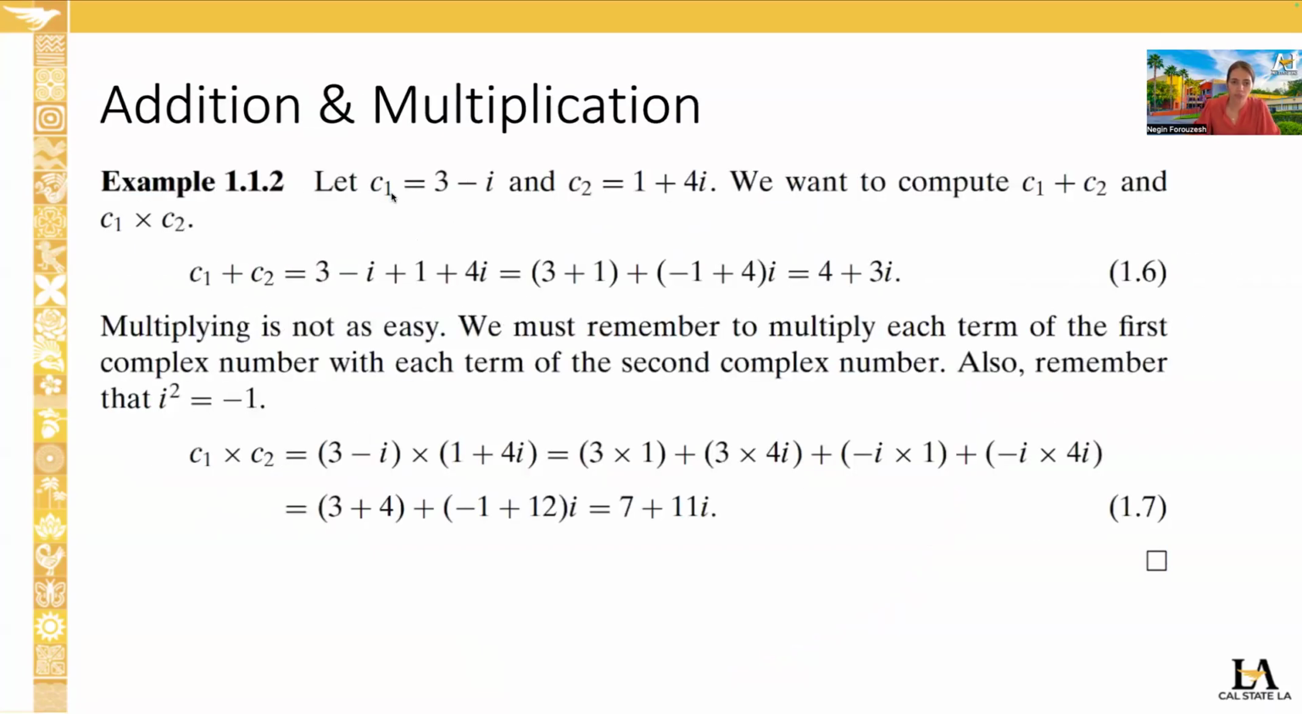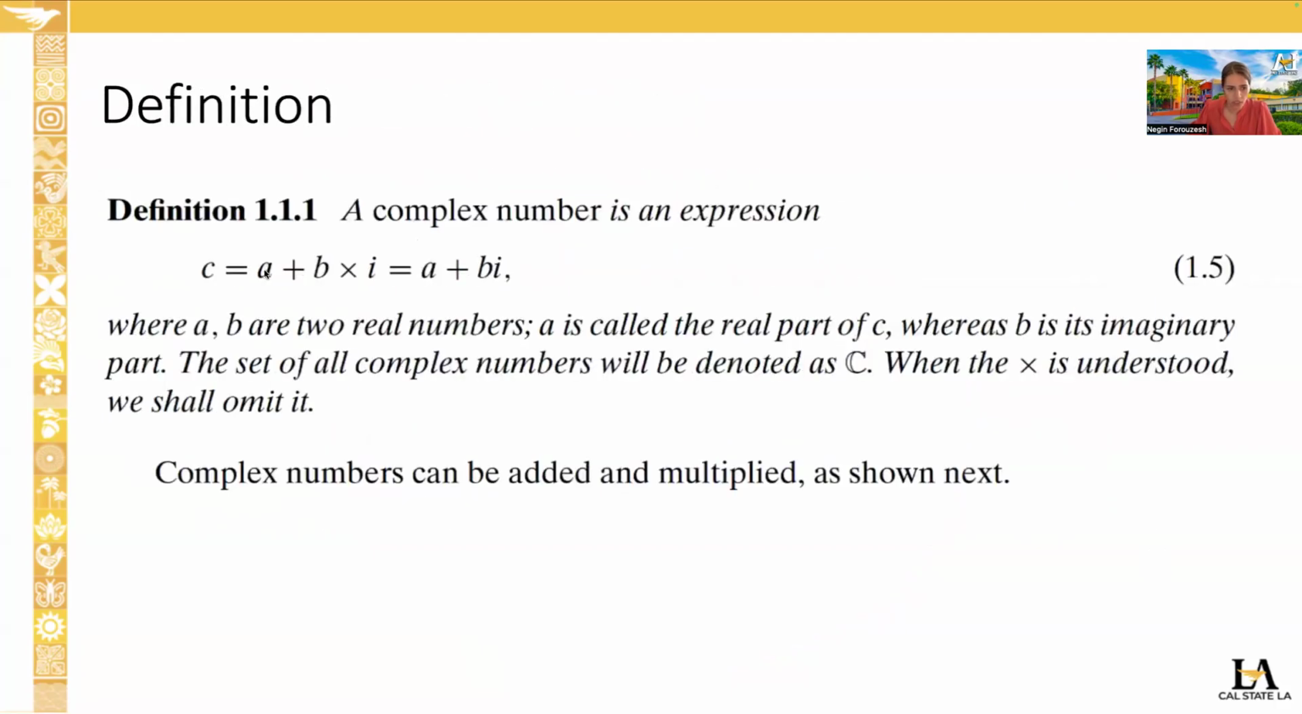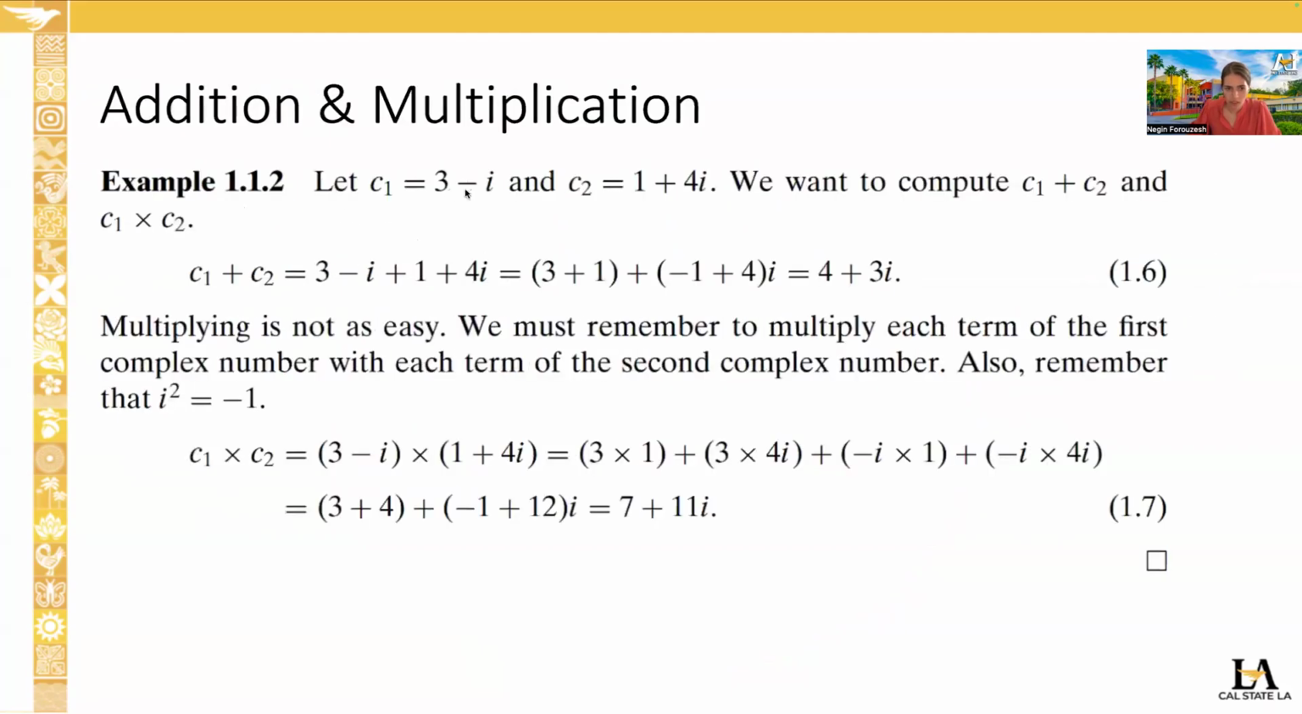Okay, so here we have two complex numbers, C1 and C2, right? So C1 has these two parts, 3 minus I. So if you compare it with this definition, you can identify A and B in that setting. There are 3 and -1. And then C2 is 1 plus 4I. So again, this is A2, and 4 is your B2, right? And we want to compute C1 plus C2 and C1 times C2.